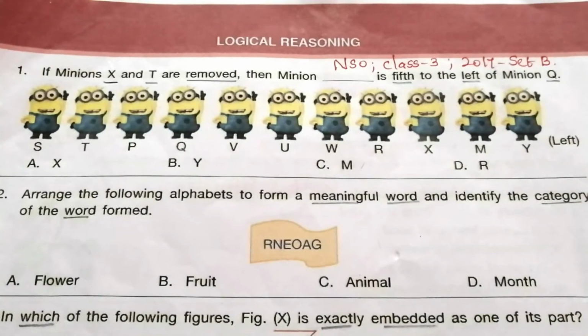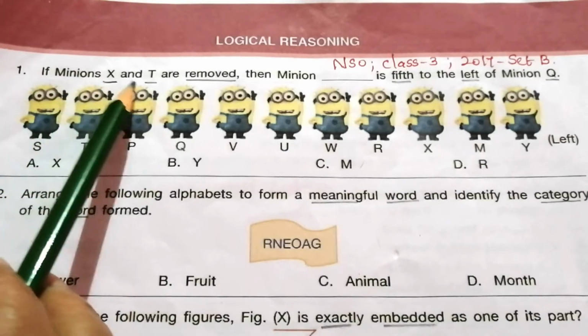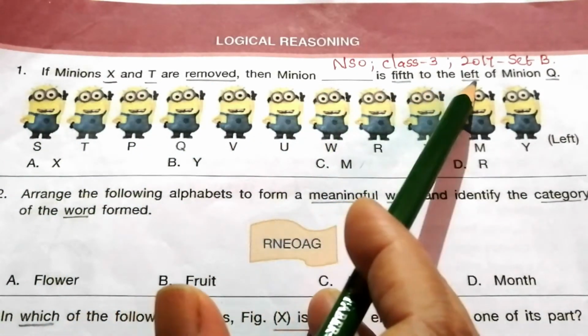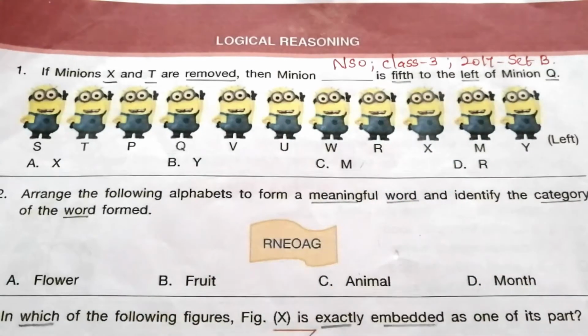First topic is logical reasoning. 1. If minions X and T are removed, then minion dash is fifth to the left of minion Q. You look at the given pictures carefully and try to find out the answer. This is a repeatedly asked question.